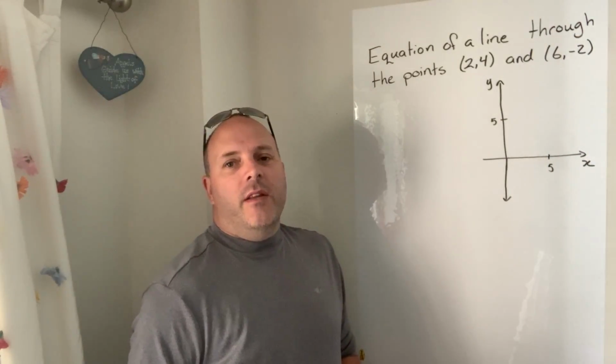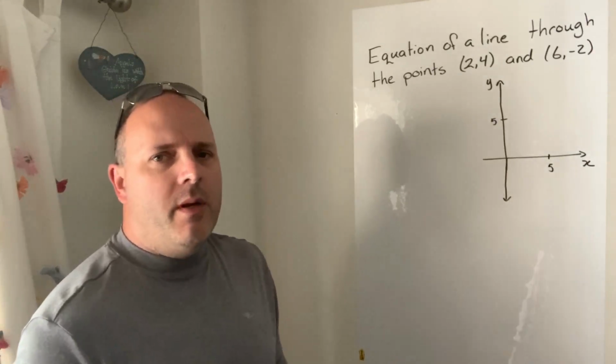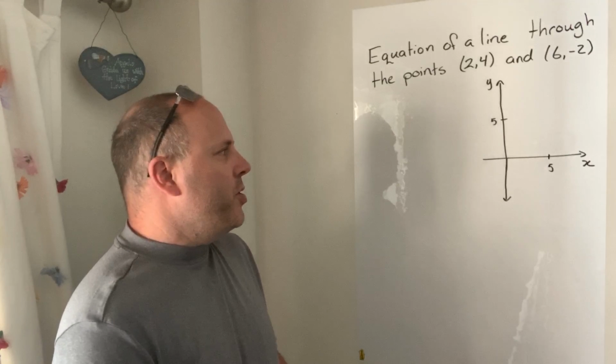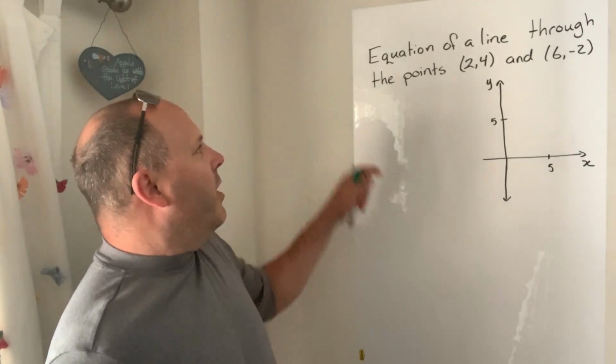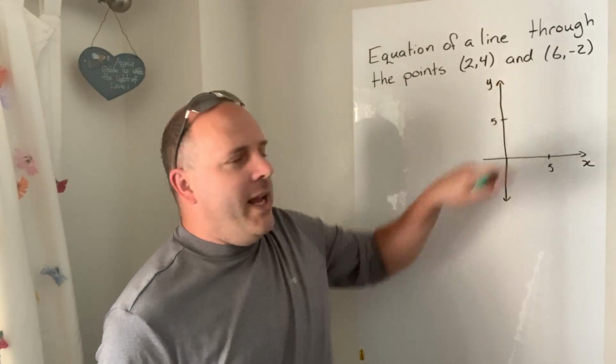Here we go, guys. We're going to find the equation of a line when we're only told 2 points on the line. That's the minimum amount of information that I could possibly give you in order to find the equation of a line.